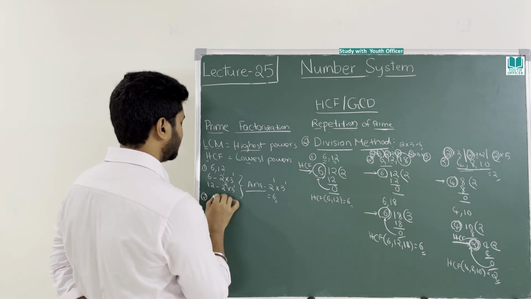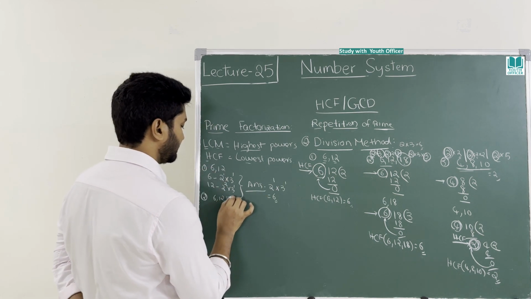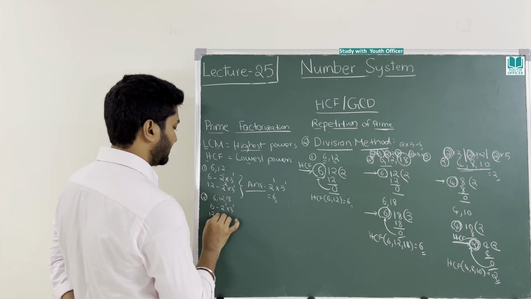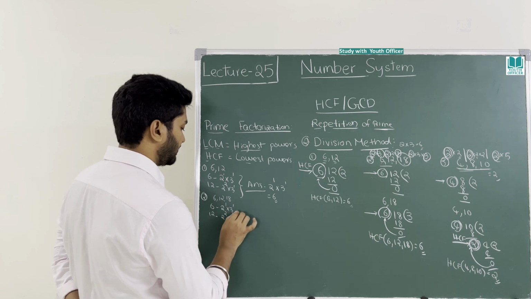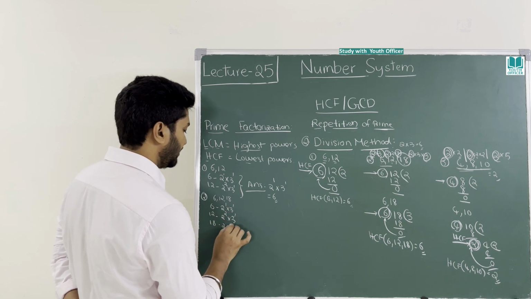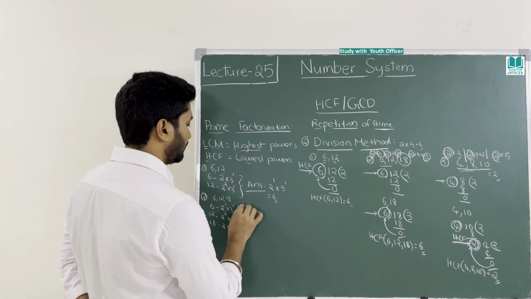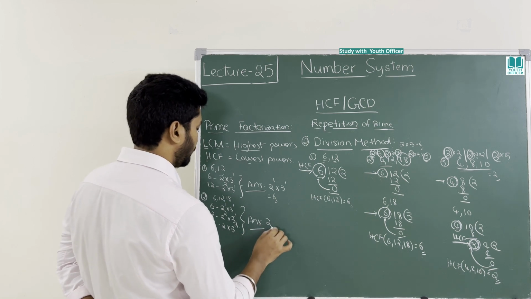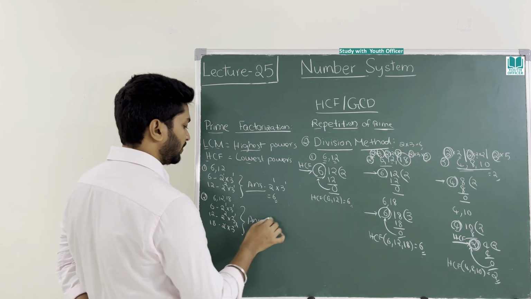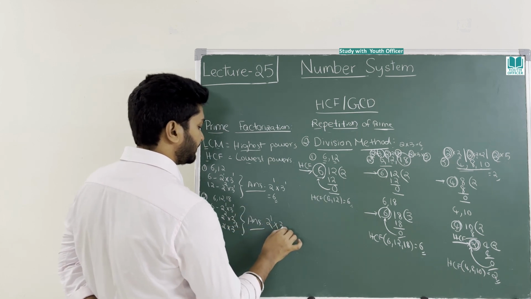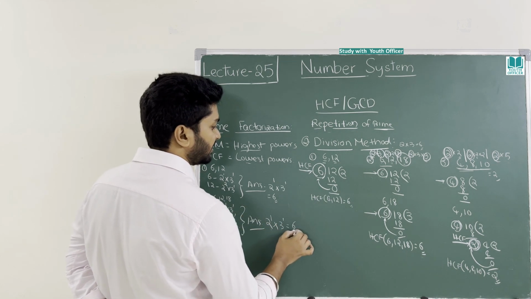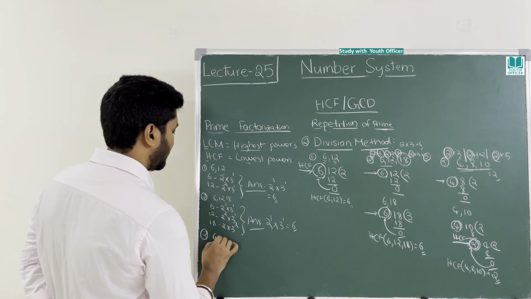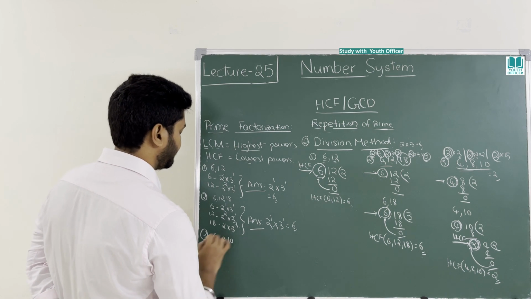What is the second example? 6 comma 12 comma 18. 6 can be written as 2 power 1 into 3 power 1. 12 can be written as 2 square into 3 power 1. 18 can be written as 2 into 3 power 2. What do we have to take? The lowest powers we have to take. The lowest power is 2 power 1 only, and 3 power 1. The answer is 2 into 3, 6. Did you get 6 or not? Yes. Easy.